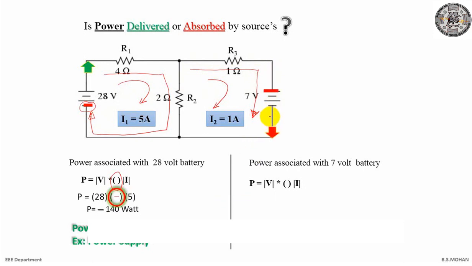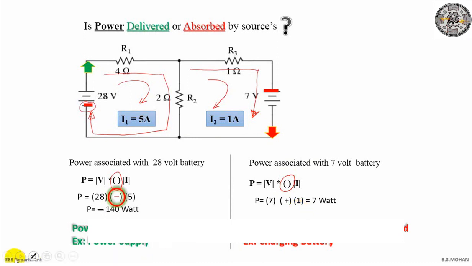We write the equation now as V is nothing but 7, and what polarity? As you can see, I have used parenthesis here. So in this parenthesis now we have to substitute positive, and the magnitude of current is 1 ampere, and as we multiply we get 7 watts. And positive power is always associated with energy absorbing. So we can say here the 7 volt battery is actually charging and 28 volt battery is discharging.